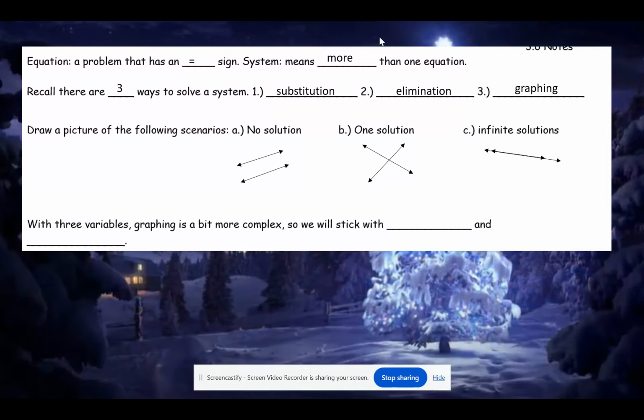Now, when we do a three-variable system, so in other words, we have x, y, and z in the problem, the graphing is a little bit more complex. It's a little bit too complex for Algebra 2 in high school. So we are only going to use substitution and elimination.